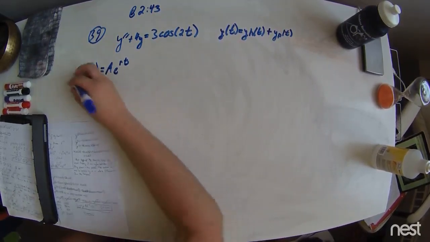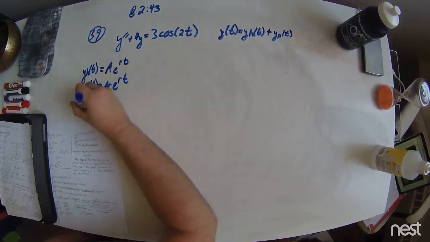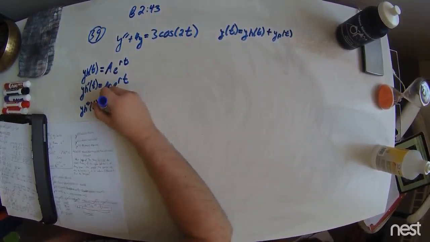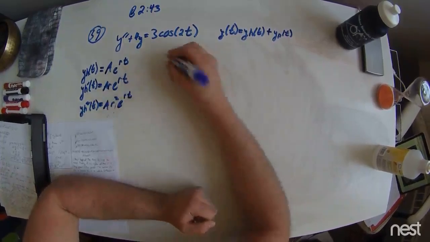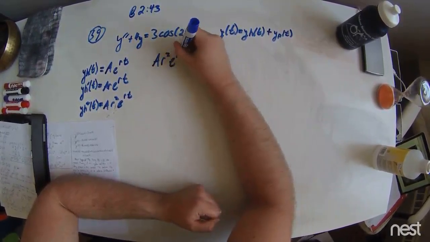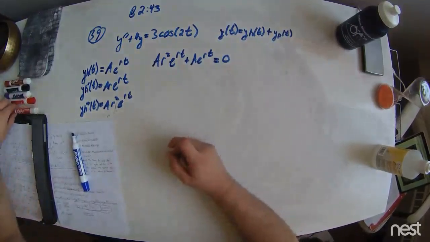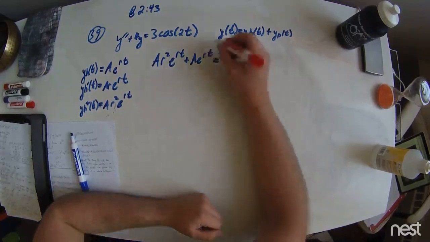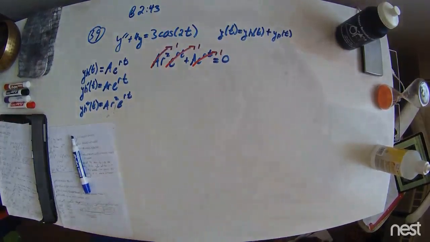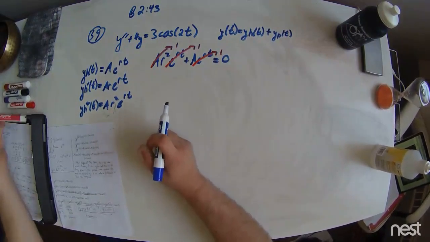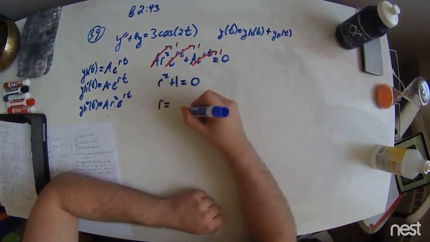Successive derivatives of this yield y homogeneous prime of t, which equals a r e to the rt, and y h double prime of t, which equals a r squared e to the rt. Plugging this into the original equation, we have a r squared e to the rt plus a e to the rt equals 0. Now, we can cancel out e to the rt and a because we can assume that neither a nor e to the rt are 0. That leads to a trivial solution, and that's not what we're solving for. So now we have r squared plus 1 equals 0. Solving this, we have r equal to plus or minus i.